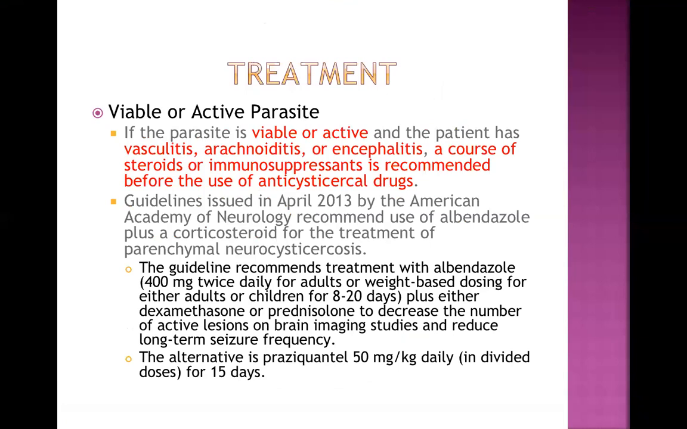Now, if the larva is still viable, still living or active, what are we going to do? We need to kill it, isn't it? So anti-helminthic drugs are prescribed. Let's talk in a bit more detail here. If the parasite is viable or active and the patient has vasculitis, arachnoiditis or encephalitis, all inflammatory conditions, a course of steroid or immunosuppressant is recommended before the use of anti-cysticercal drugs.